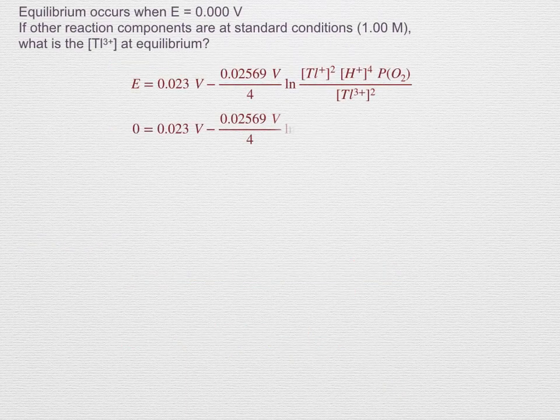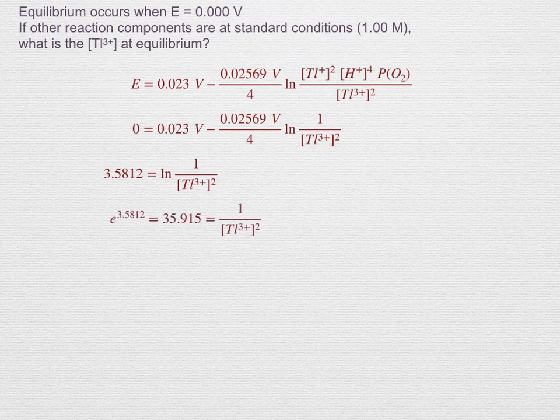Well, it happens that when a cell potential, not the standard cell potential, so don't mix up the two, equals 0, is when it reaches equilibrium. We can back calculate to find the concentration, which produces E equals 0 and is the equilibrium condition. So 3.5812 equals the ln of the reciprocal of the square of the thallium 3+ concentration. Exponentiate both sides. 35.915 is the reciprocal of the square of the thallium 3+ concentration.